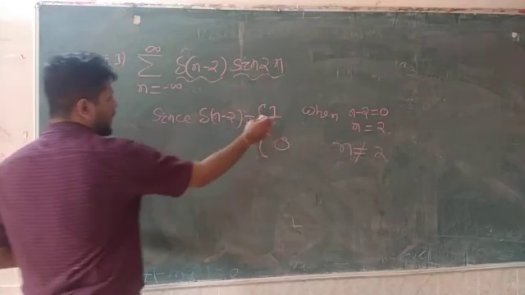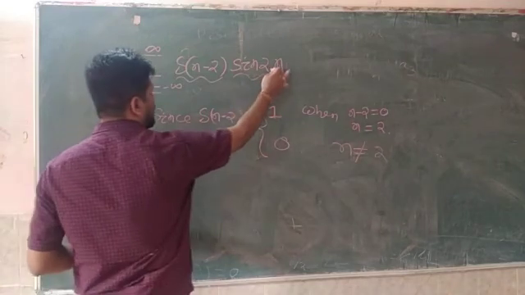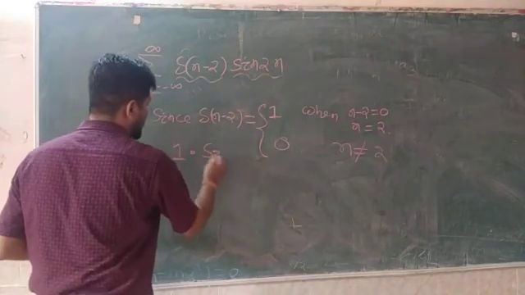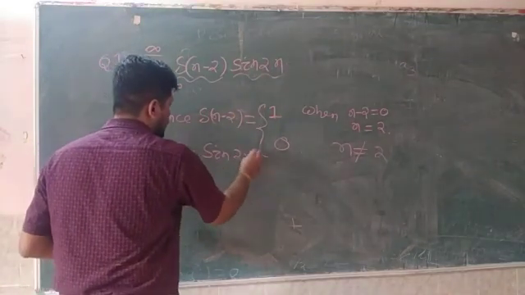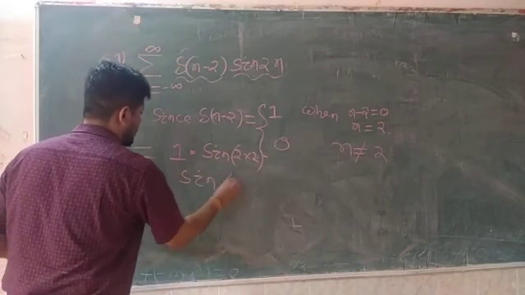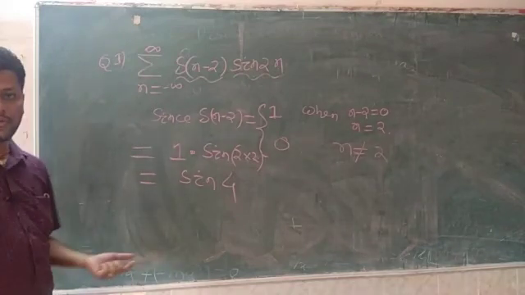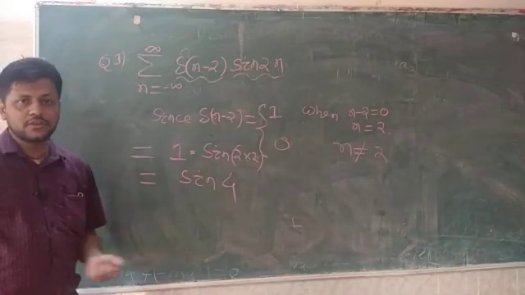The answer will be at n equal to 2, this is 1, and I have to put n equal to 2 here, that means sin 2 into 2, which is nothing but sin 4. And for the remaining values, this summation will be 0.